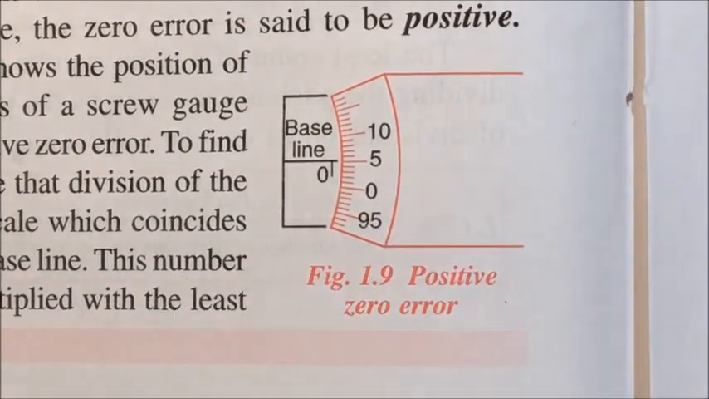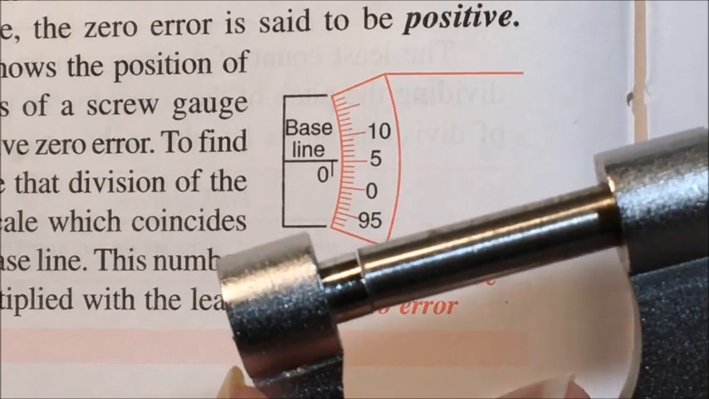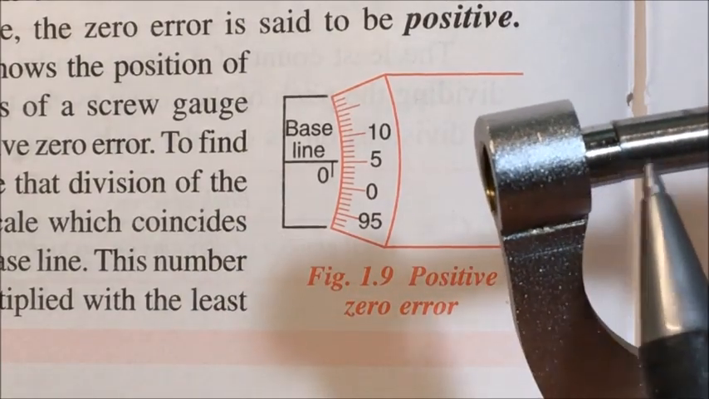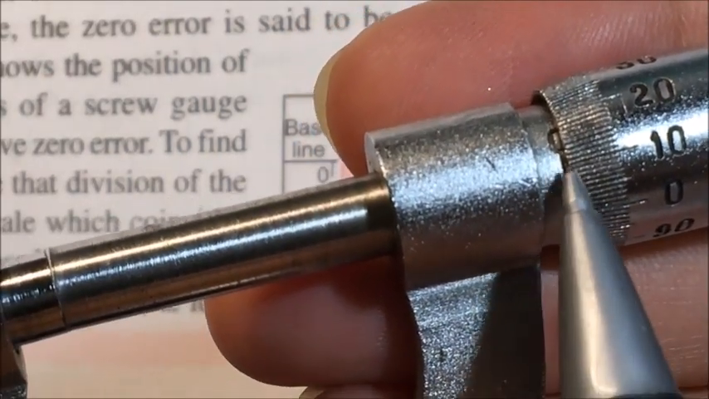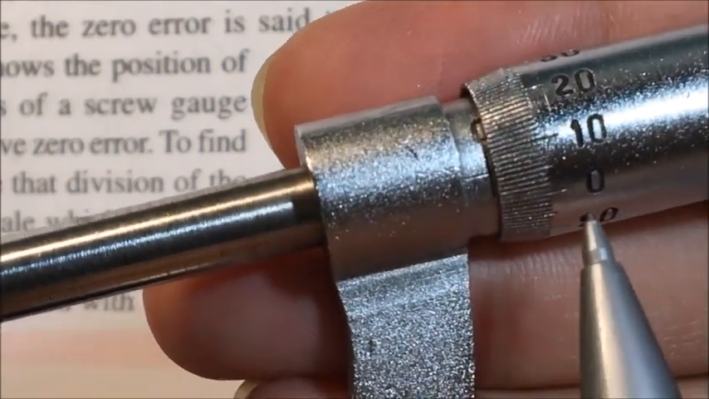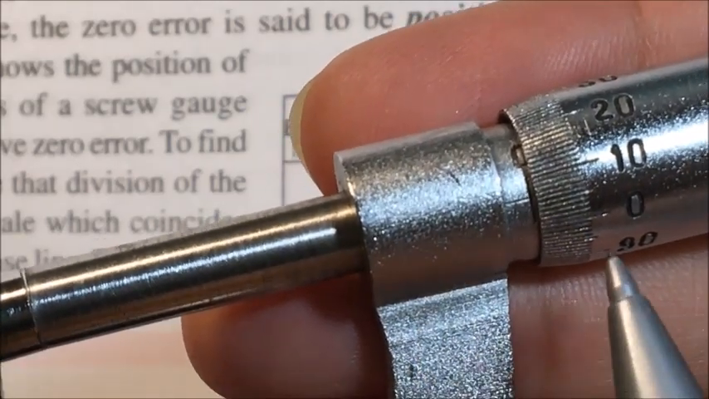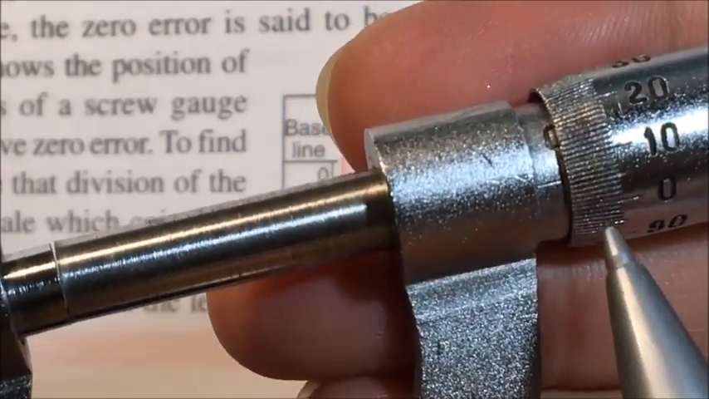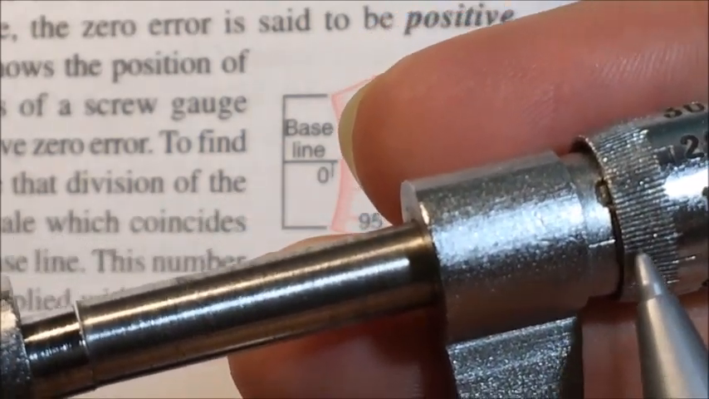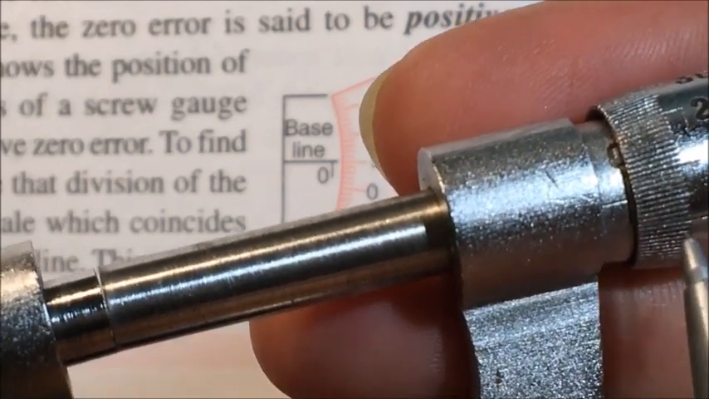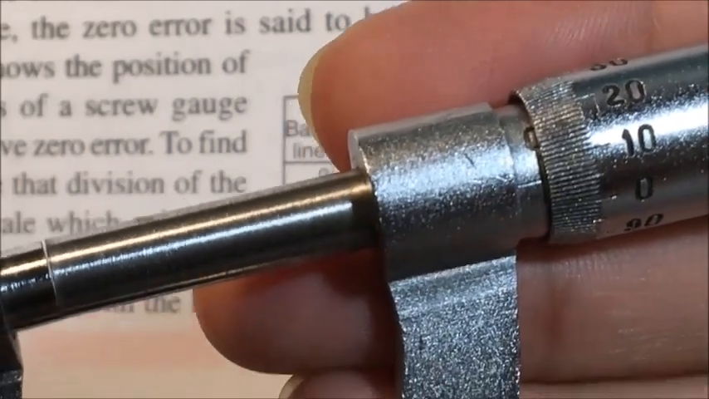Now we will discuss positive zero error first. When I am turning the screw, bringing the flat end in contact with the stud, the zero mark is lying below the baseline. This instrument is said to have positive zero error. So this instrument is already giving some reading. For example, 7 divisions are there, so it is already giving a reading of 7 divisions.